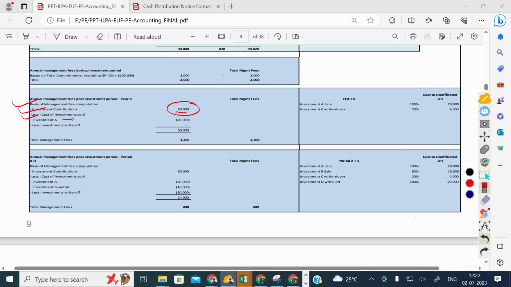If you see, the net investment would be 60,000. So on 60,000, calculate it. 60,000 into 2% divided by 100. 1,200. So for next year, they will receive 1,200 as management fees, right?